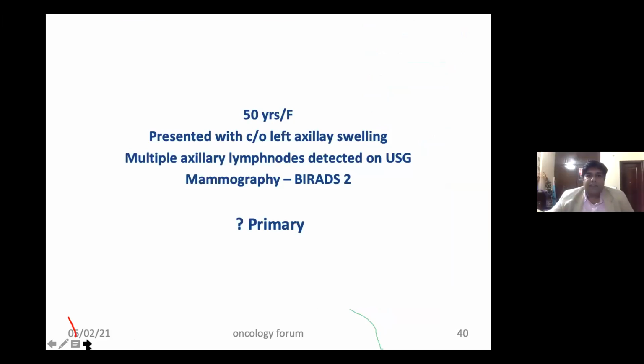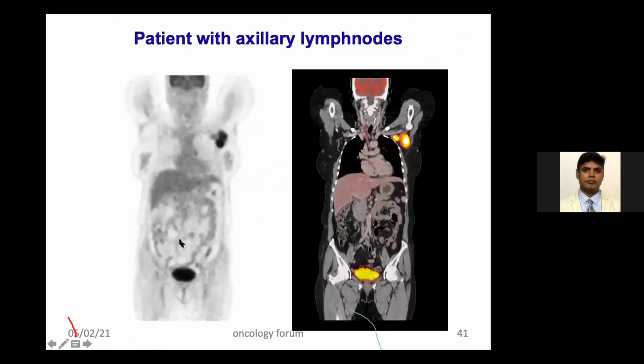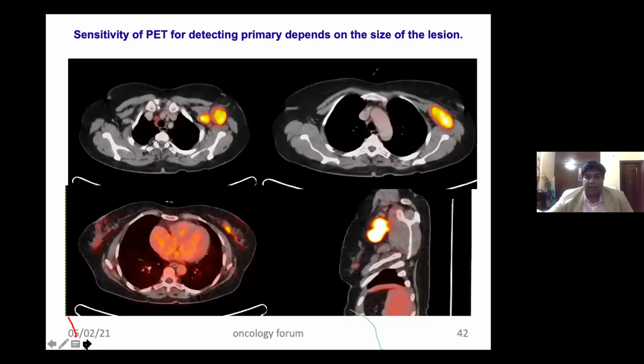There's a 50-year-old female presented with left axillary swelling, multiple axillary lymph nodes detected on ultrasound, mammography shows BI-RADS 2. What is the site of primary? These are the coronal images of the patient, showing multiple and large FDG-avid left axillary lymph nodes. And in the axial images, we can find a very small primary in the lower inner quadrant of the left breast with multiple and large axillary lymph nodes. So by the PET-CT, we can find the small primaries also.